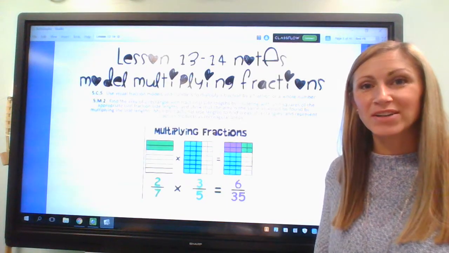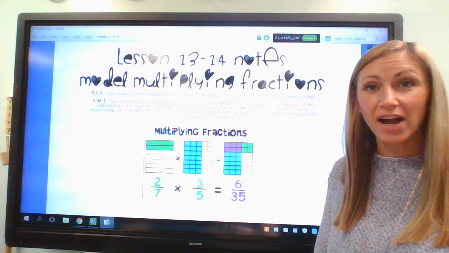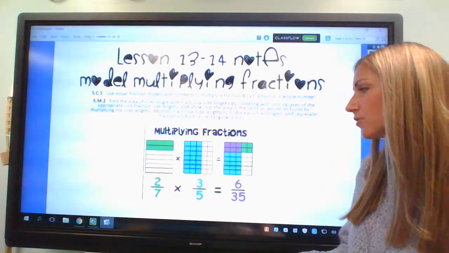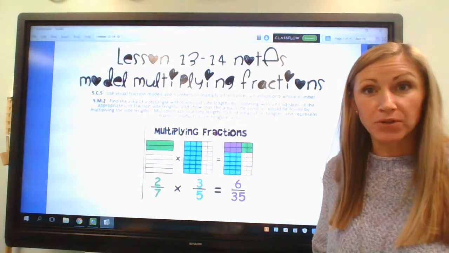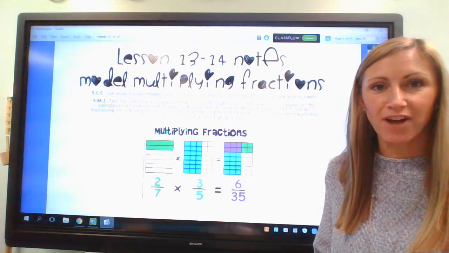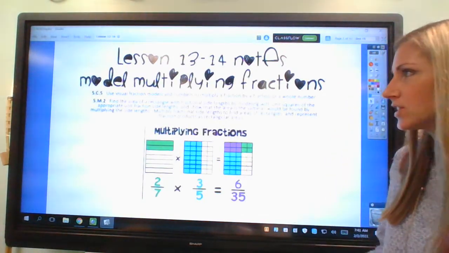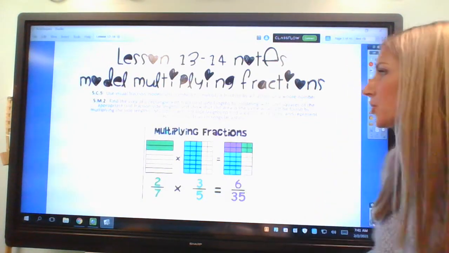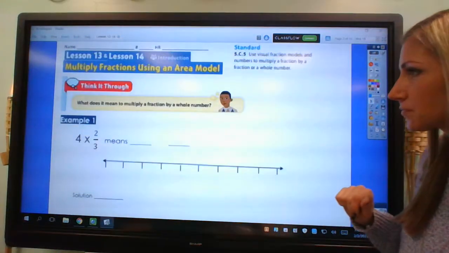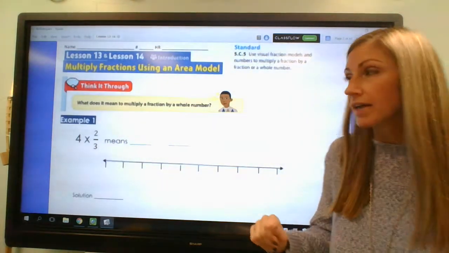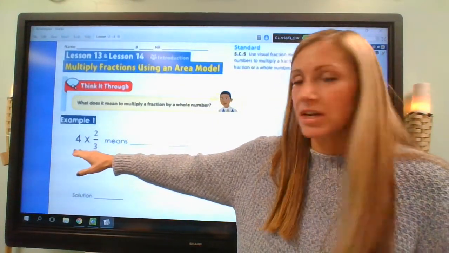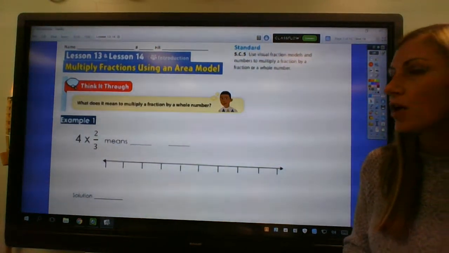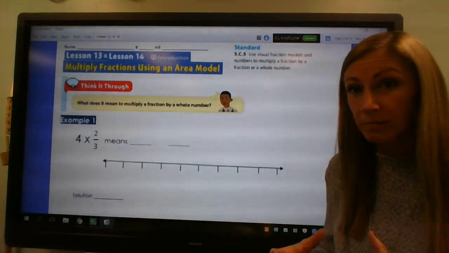Today we are going to look at multiplying fractions, and there are area models that can help us understand how these numbers come to be when you're multiplying fractions. So that's our focus for today, looking at the area models and even number lines. First, we will look at a number line, and really understanding what that multiplication symbol means is going to help us understand these parts and pieces.